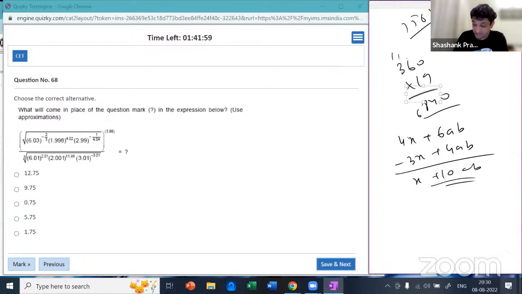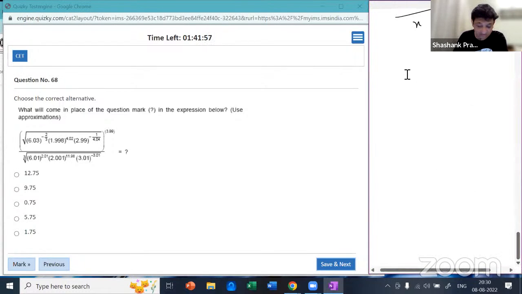Okay. Calculation based questions. Generally, I like this. 6 raised to minus 2 by 3. Okay. 2 raised to 4. 3 raised to minus 1 by 4. Raised to 4. Okay. So let's see. 1 by 6 raised to 3 by 2. Am I right?